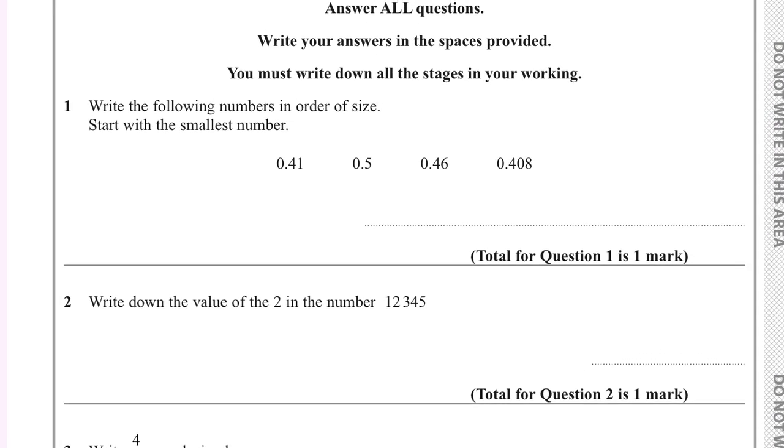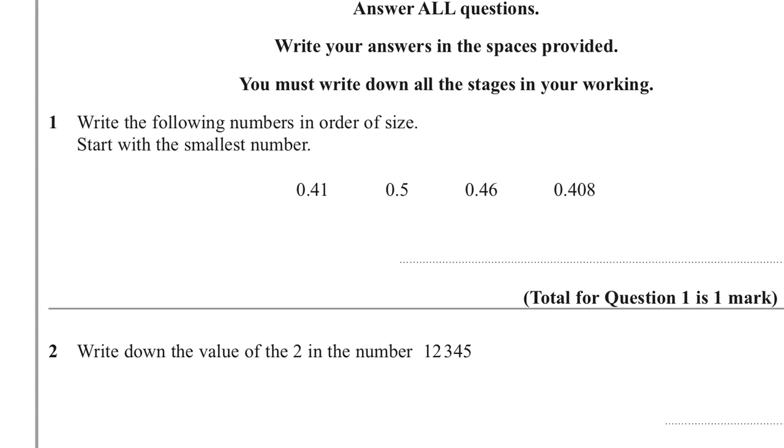Okay, very similar. We've had these before, really similar ones in the other two papers about ordering numbers. Again, like I said last time, we'll go a column at a time. If you really wanted, you could line them all up: 0.41, 0.5, 0.46, 0.408, and then fill any gaps with zeros.